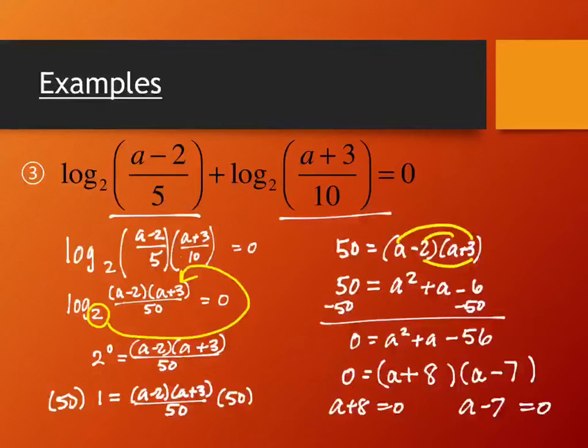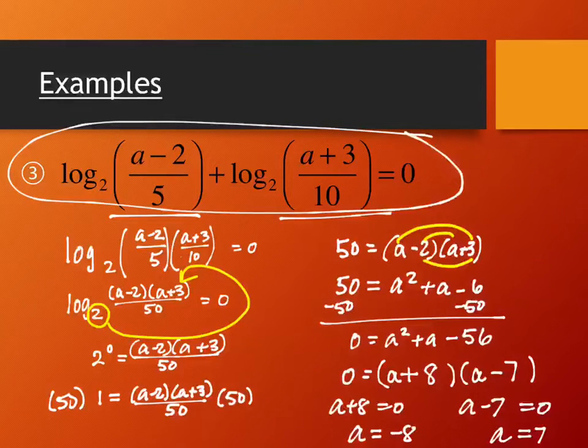So if a plus 8 is equal to 0, what is a? And if a minus 7 is equal to 0, what is a? 7. Okay, but we have to check that both of them really work, right? I do have two solutions. Just because I have two or one, it doesn't matter. I always have to do it, but I definitely need to check on this. If a is negative 8, is that an okay input? Remember, you have to look way back up here at the very beginning. Is it okay to have a equal to negative 8?